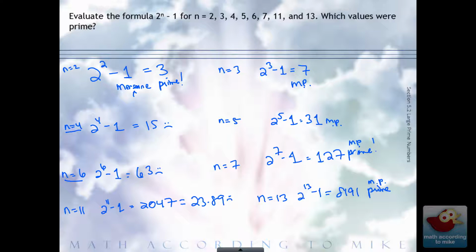So when n is prime, it may or may not work. When n is composite, it looks like it does not work. We'd have to formally prove that, or I'm sure it's in the book. You could read about it if you want to.